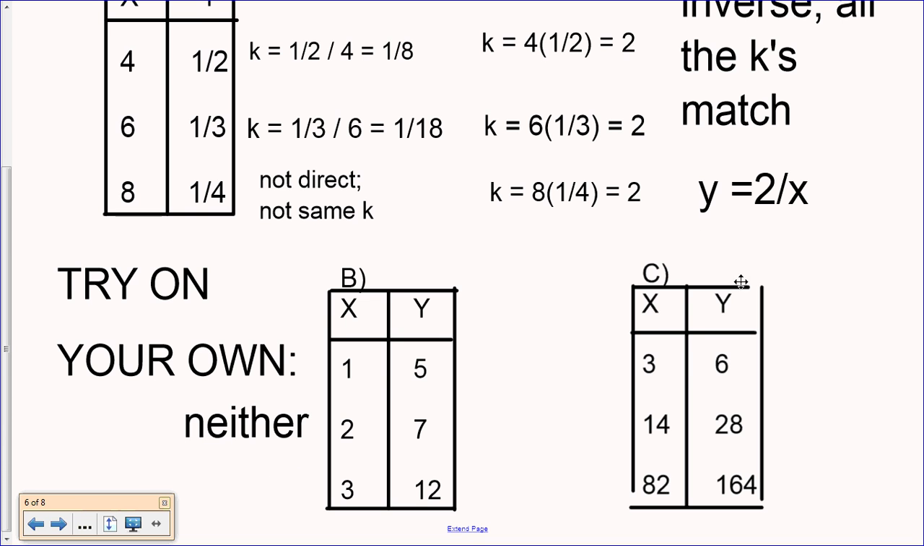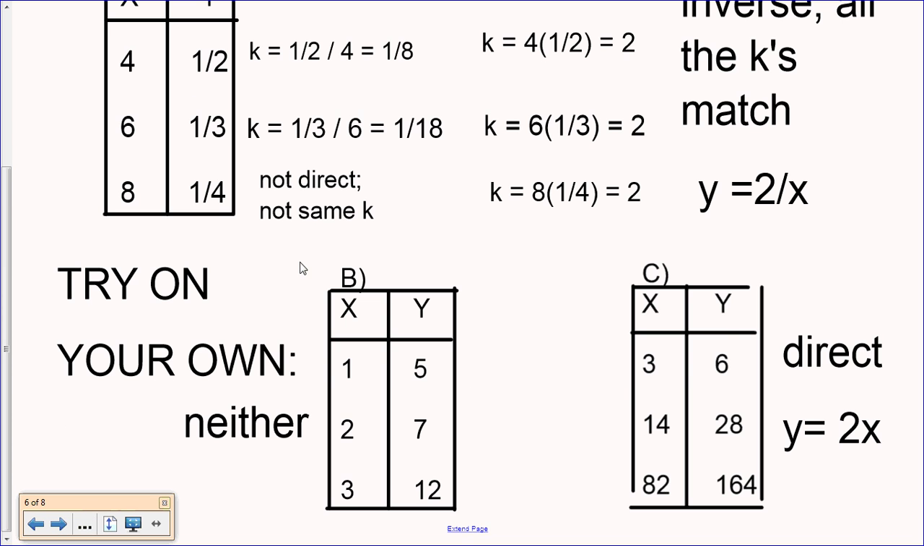Okay? C, you go ahead and start whichever one you wanted to start with, and do it. You see if you get the same k. I'm sorry, I'm trying not to give out the answer, but I might as well just give you the answer. So the answer would be direct, because the k we get for each one of these when we do y over x, we get 2. So y equals 2x is our equation for this table.